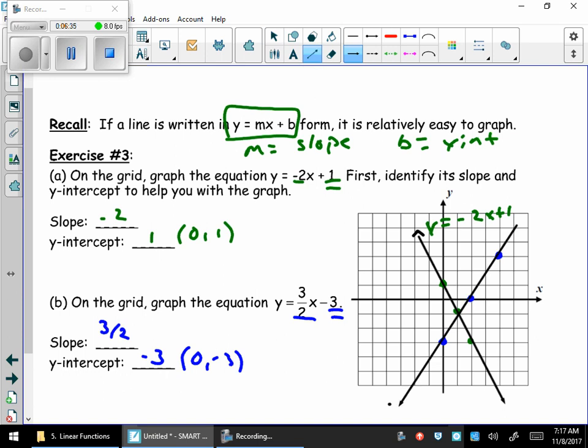Once you've connected those points, again, please make sure that you put an arrow on both directions, and then you're going to label it with the equation of the line. In this case, the equation of the line was y is equal to 3/2 x minus 3. If we can identify the slope and identify the y-intercept, graphing the line is really pretty easy.